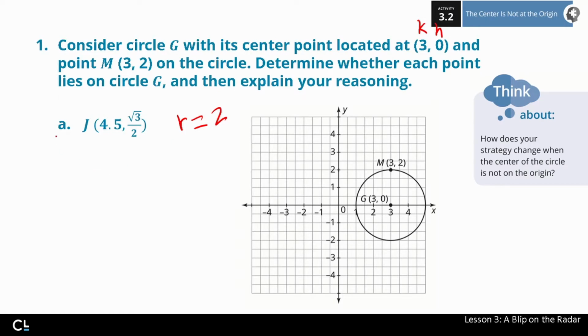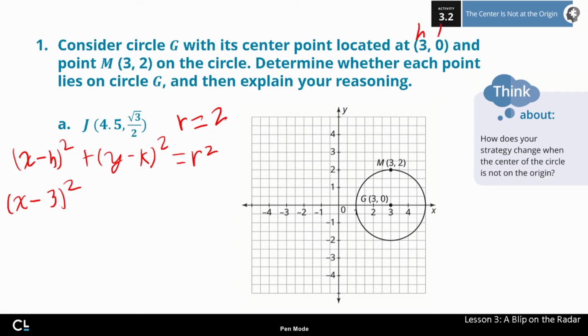So now we could write our equation. Remember the circle equation. X minus H squared plus Y minus K squared equals R squared. So let's plug in the information we know. X minus 3 squared. I mixed these up. Should be H, K. Sorry, guys. Sorry about that confusion. Plus, now Y, this is 0, so we're just going to leave it as Y squared equals R squared, which is 2 squared, or also known as 4.